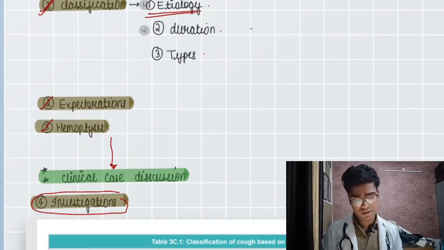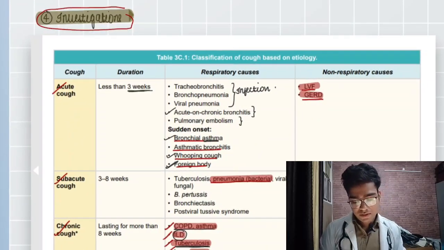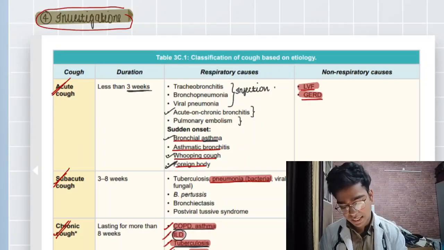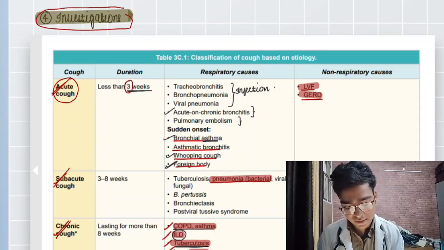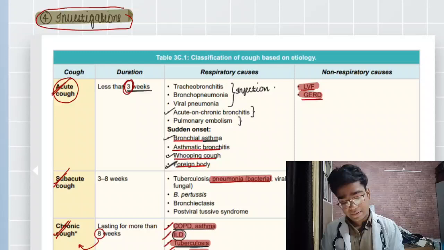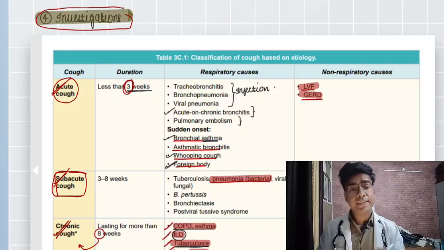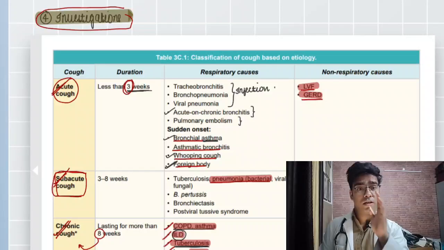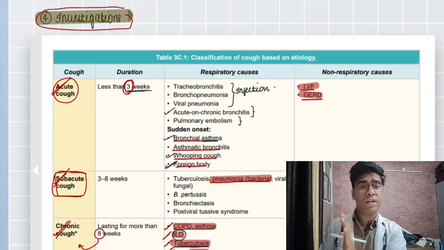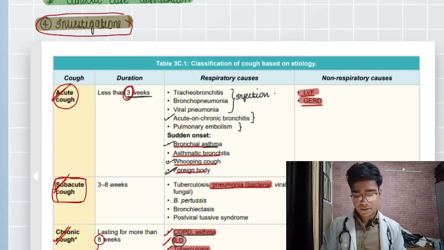Firstly on the basis of etiology. Etiology means what's the cause. Let's start with the classification with the duration actually. We know that the cough can be acute, it can be chronic and it can be subacute. We will call a cough an acute cough if the duration is less than 3 weeks, and if the duration is more than 8 weeks, then we would like to call it a chronic cough. Now if the cough is between 3 weeks and 8 weeks, we would like to call it subacute cough. So this is the classification based on the duration. Less than 3 weeks is acute, more than 8 weeks is chronic, and in between we would like to call it a subacute cough.